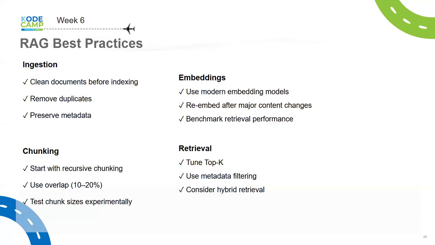For embeddings, use modern embedding models. Modern embedding models are more meaningful. The resolution is better. They have better understanding and nuance, so they are more likely to be accurate and they will not mix up ideas or semantic meanings. Always re-embed after major content changes. If the documents get updated or modified in any way, you have to rerun the ingestion pipeline to do the re-embedding again. Okay. So always re-embed after major content changes. Benchmark your retrieval performance. Always benchmark retrieval.